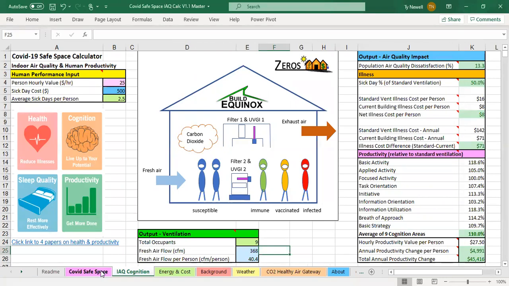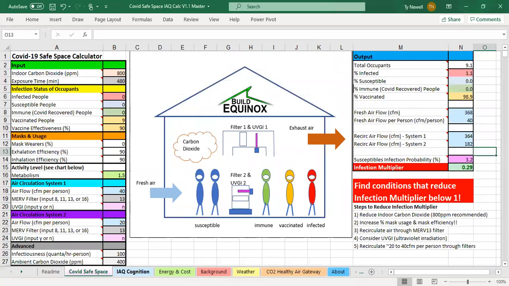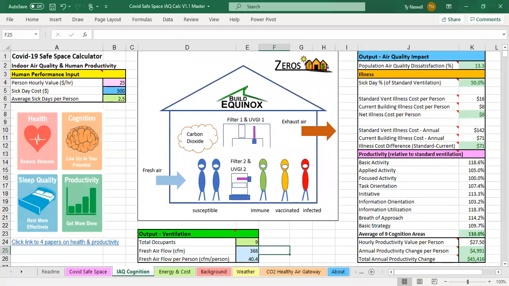There's the COVID Safe Space calculator where we'll spend most of our time, and the inputs that go into making a COVID safe space also are the ones that you should be following in any case to create a healthy space. And this second worksheet, the indoor air quality and cognition worksheet, has a few more inputs, and its purpose is to help you understand the value of creating a COVID safe space.